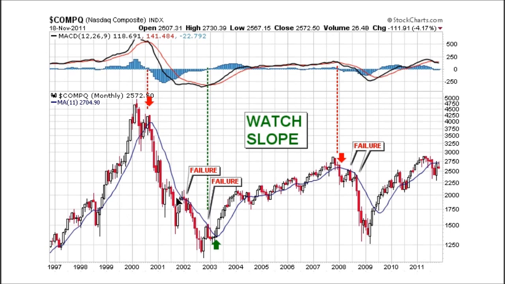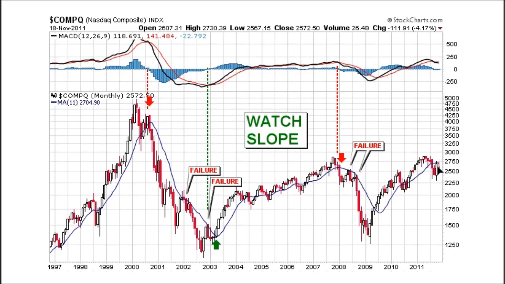We tested it here and failed. We tested it here and failed. Came down a little bit more. In this bear market, we came down. We had a counter trend rally. We tested it. Counter trend rally. We tested it. Slope remained negative. Bear market was still in force.